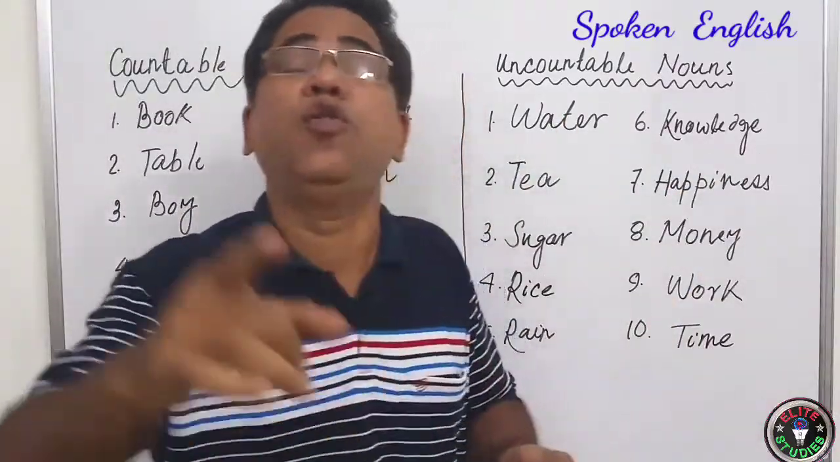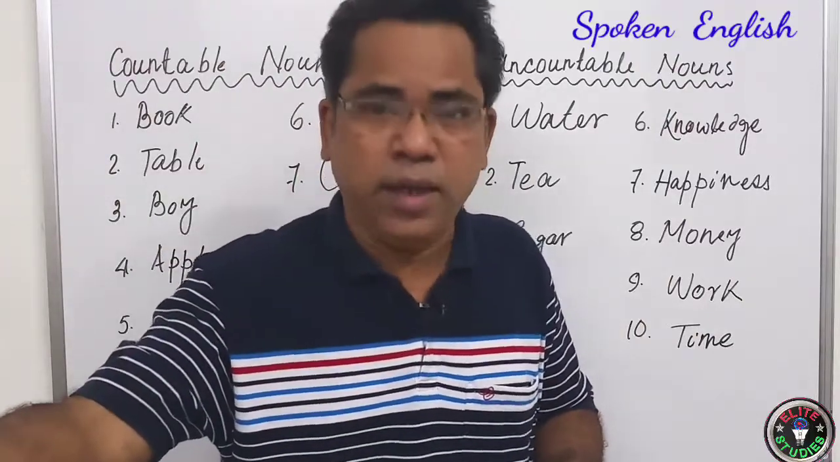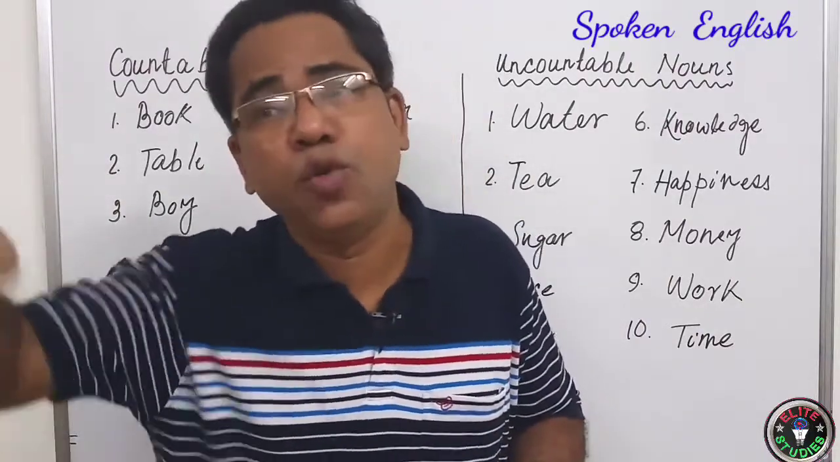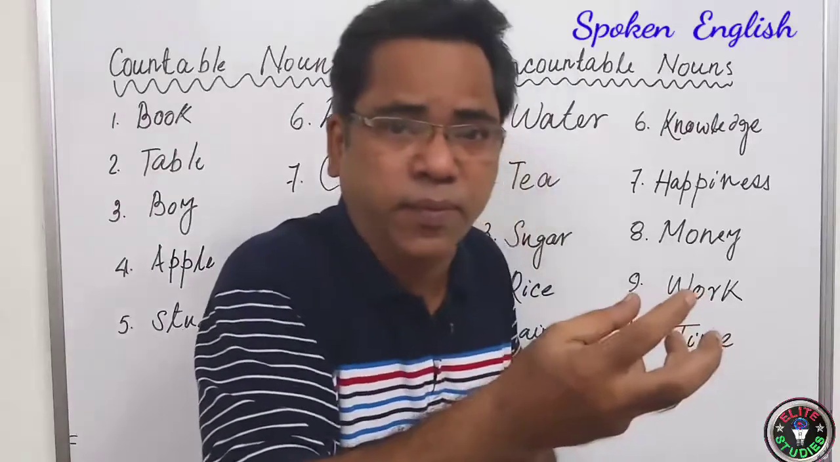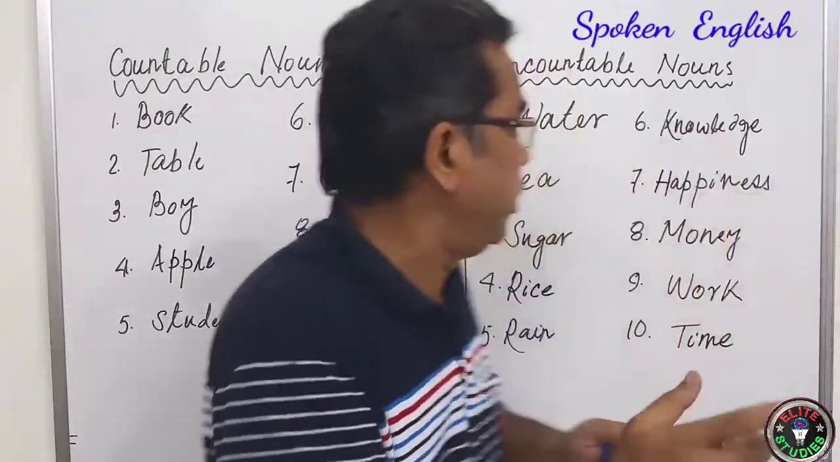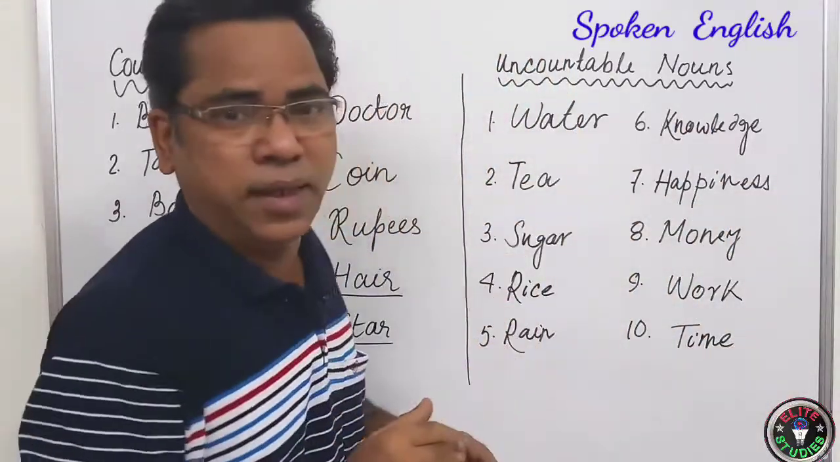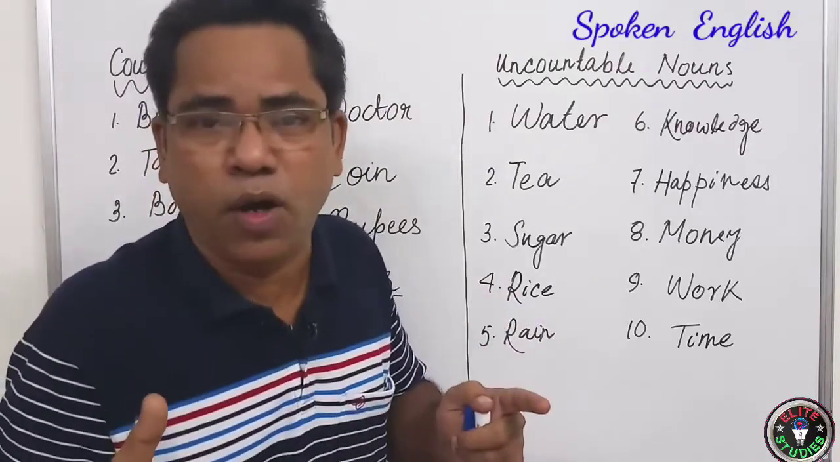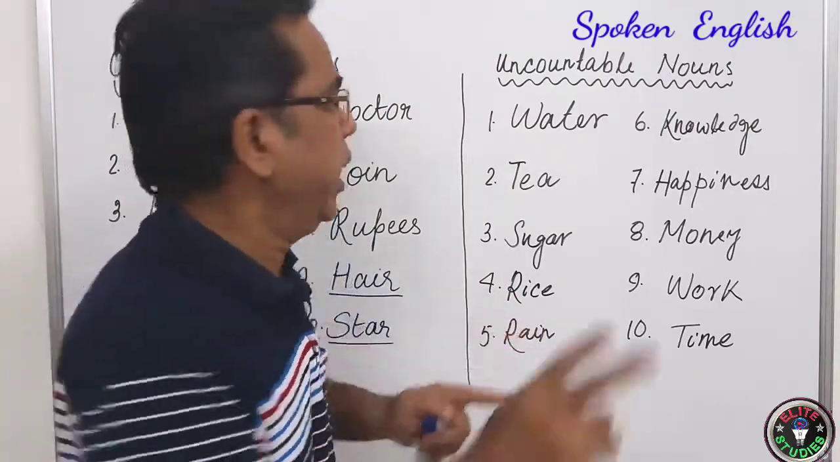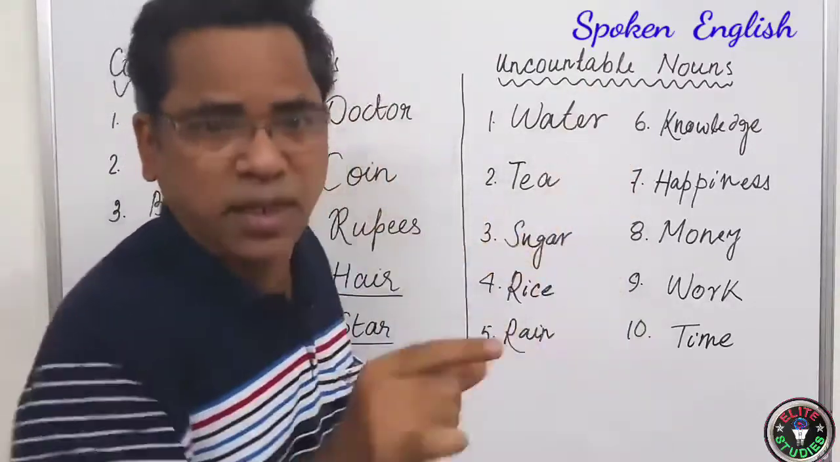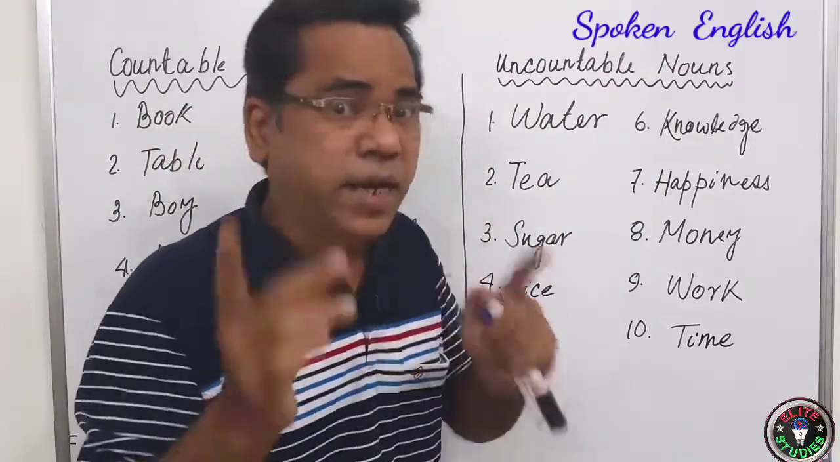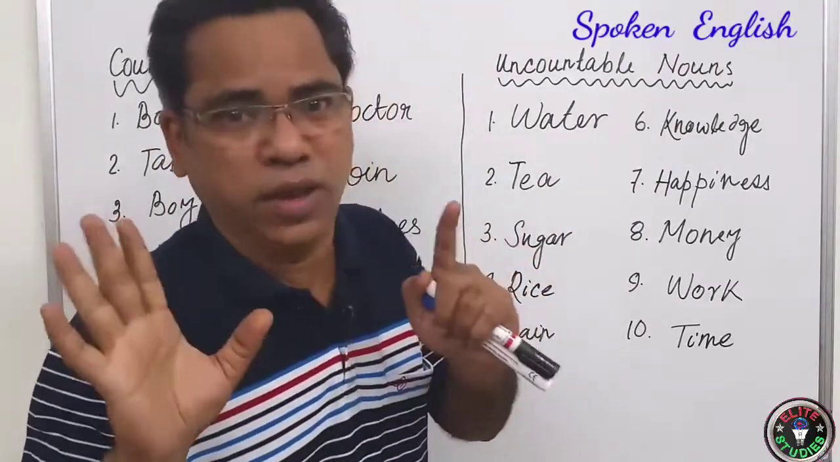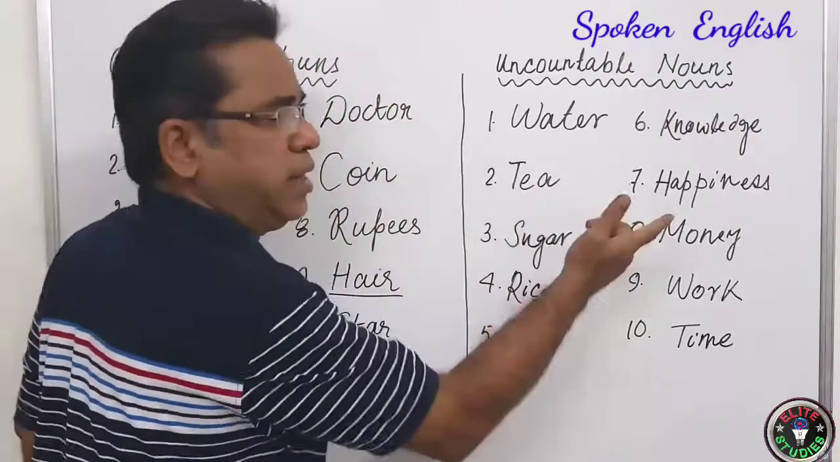We can say yes, 2 bottles of water, 2 glasses of water. You can add a container to it if you want to make it plural. But we don't have waters. I have many waters in my pot. No. Again, the trick is that if you cannot add s to any noun, then it's definitely an uncountable noun. Clear?